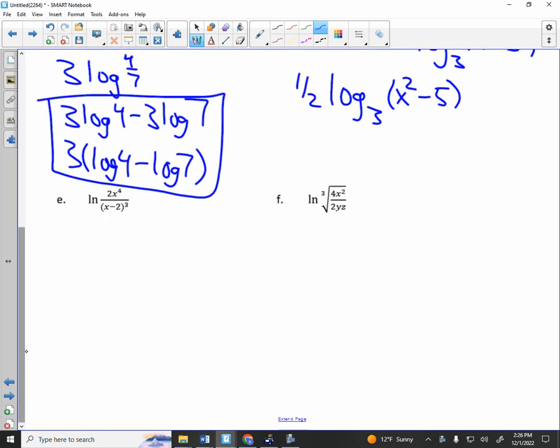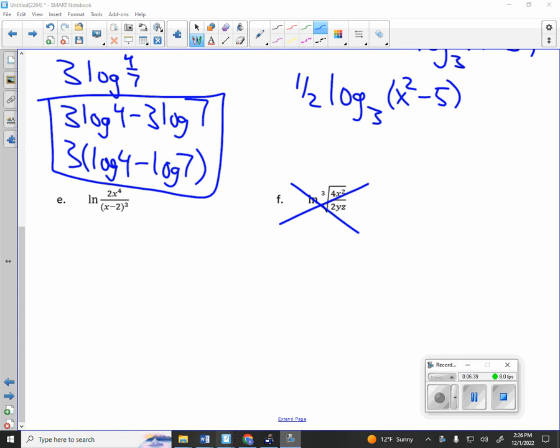Try letter E on your own. We aren't going to do letter F. Try letter E on your own. If you can get letter E, you are golden. You're ready.